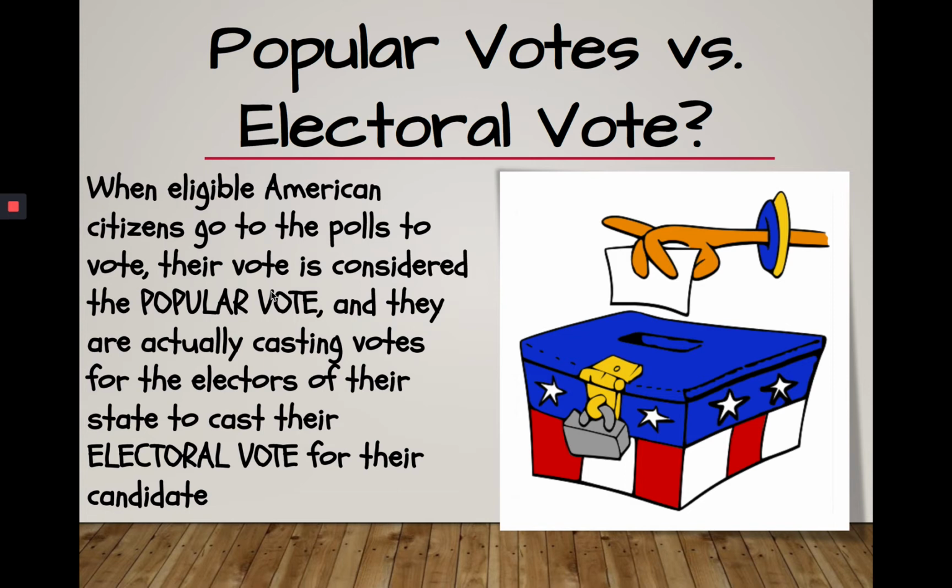When I vote, when your parents vote, that is what's called the popular vote. And the popular vote is 1 vote per person. And what they're really voting for, again, when your parents vote or when I vote, what we're voting for is we're asking the electors to vote for our candidate.